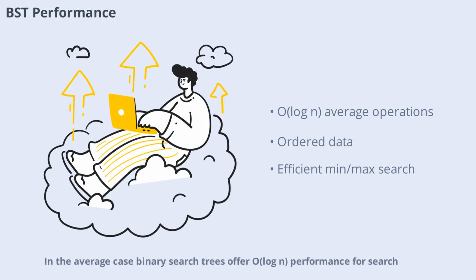In the average case, binary search trees offer O(log n) performance for search, insertion, and deletion. This efficiency comes from the tree's balanced structure, which keeps operations fast even as the dataset grows. Additionally, BSTs excel at finding minimum and maximum values as well as successors and predecessors. However, this performance is not guaranteed. If the tree becomes unbalanced, efficiency can quickly degrade.